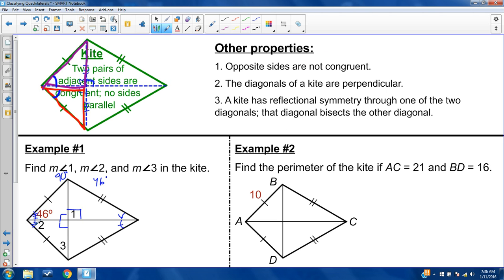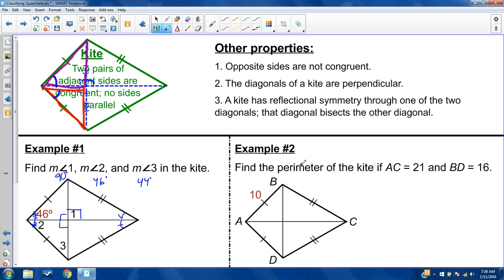Okay, 3, if this is 46, this is 44, because 46 plus 44 is 90, and the two non-right angles of a right triangle are complementary. And that's it.